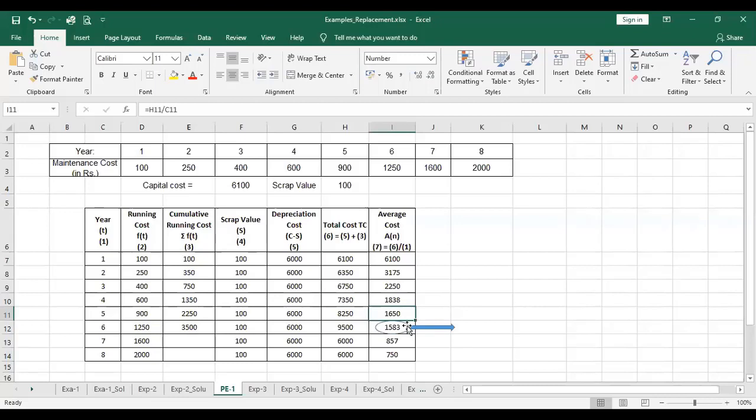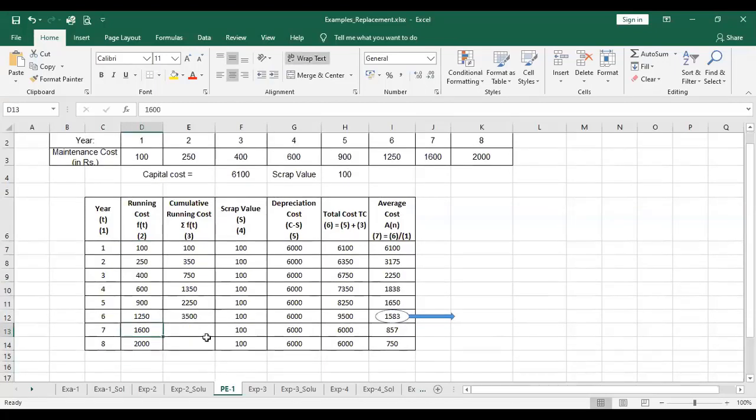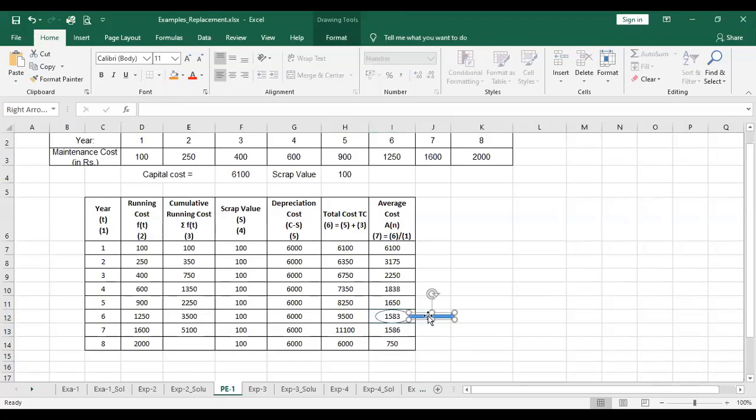So 1650, then 1583. Then after, let me add for the seventh year, which is 5100. So the total 7th year's running cost is 5100. Now if I'm applying this, it says that the average running cost is 1586. So from the graph, it changes behavior. So after 6th year, we must change the machine, as after that the average cost per year is kept on increasing.